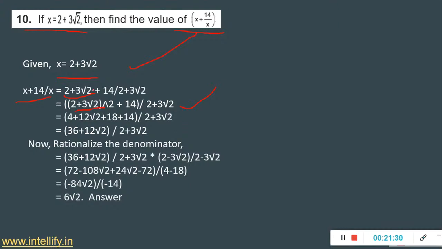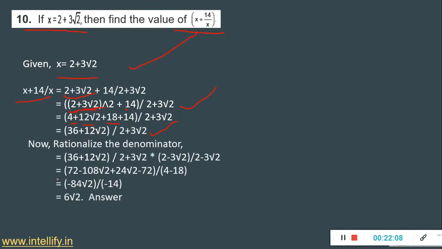Again in the next step we'll open up the identity, that is a plus b whole square. It is 2 square, that is 4, plus 2ab, that is 2 into 2 into 3 root 2, that is 4 into 3, 12 root 2, plus 3 root 2 square, that is b square, that is 18, plus 14 divided by 2 plus 3 root 2. Again we'll add this, 18 plus 4 is 22, plus 14 is 36, plus 12 root 2 divided by 2 plus 3 root 2. Now we have simplified this equation.